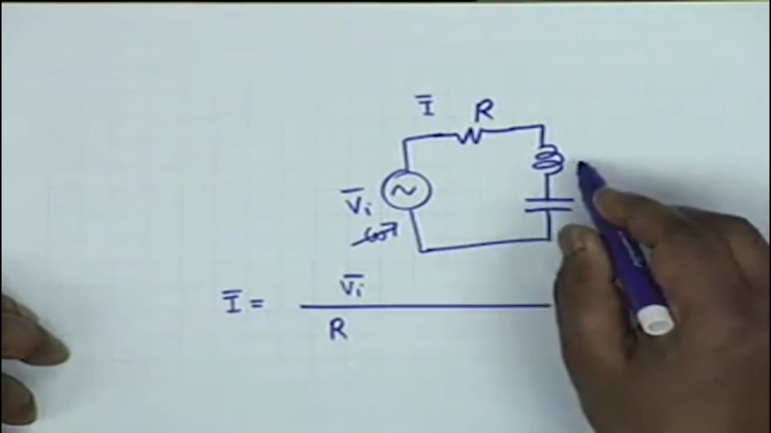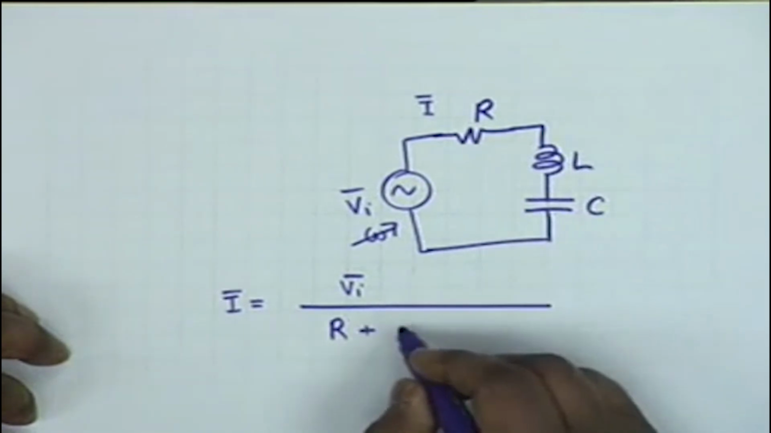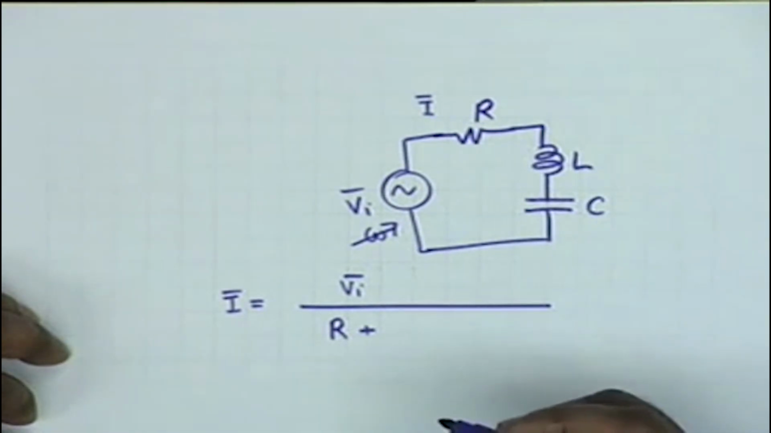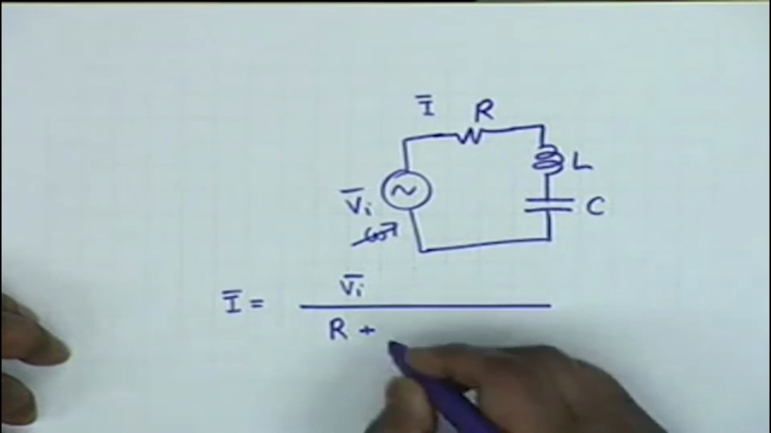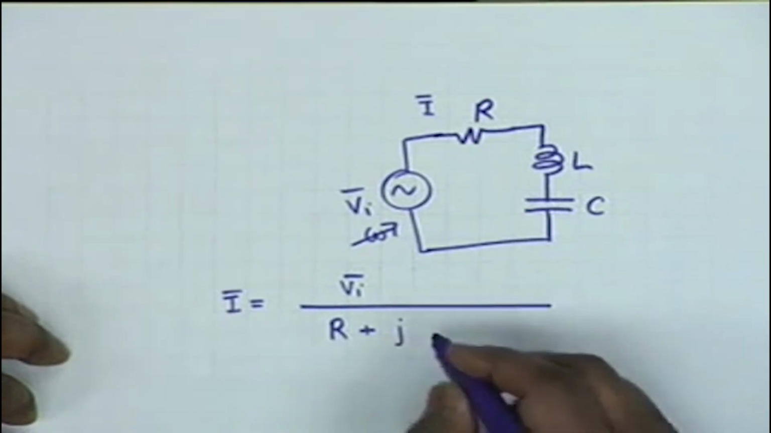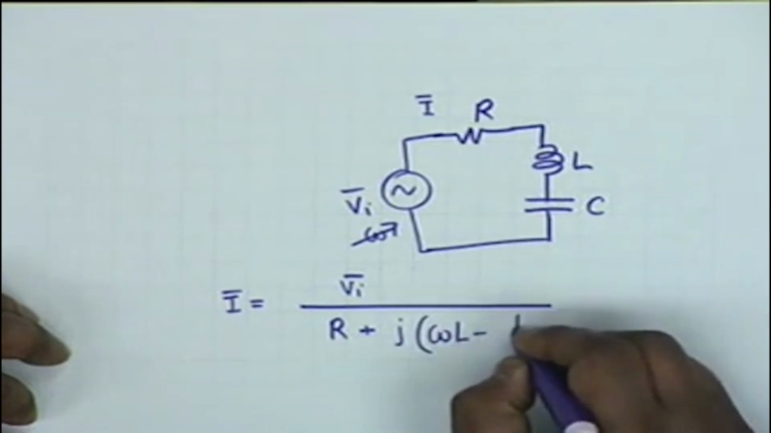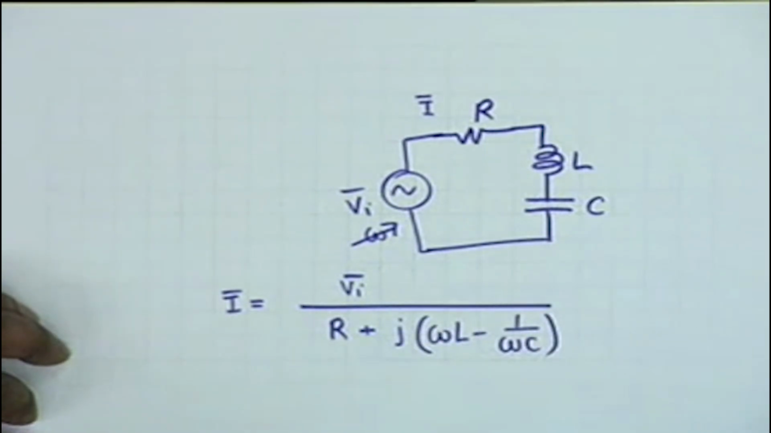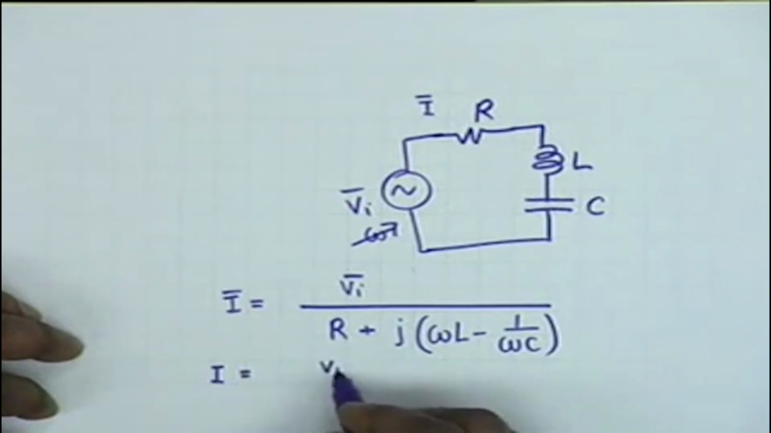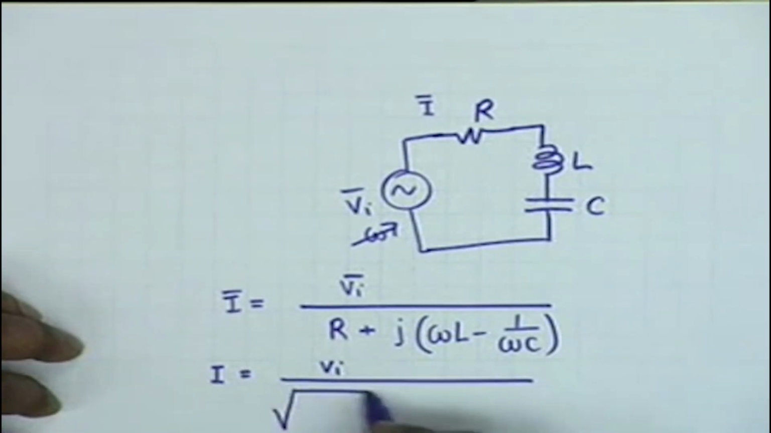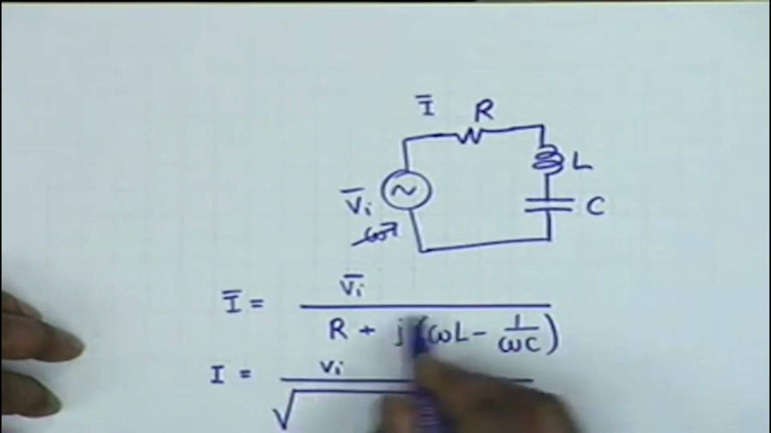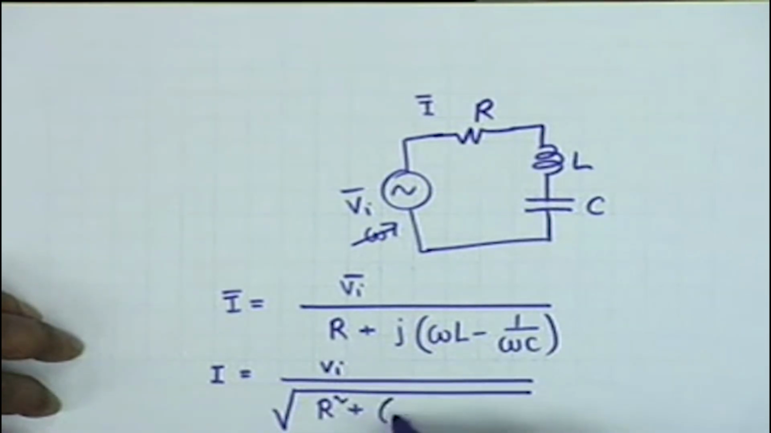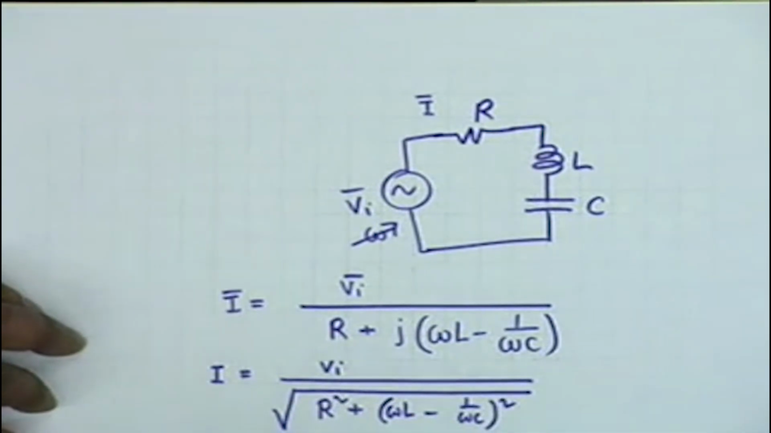Then you know the current phasor is the voltage phasor divided by the impedance, and the impedance for sinusoidal frequencies is R plus j omega L plus 1 over j omega C, which I can write as, if I skip one of the algebraic steps, R plus j times (omega L minus 1 by omega C). And you see that the magnitude of the current phasor I shall be given by the magnitude of the voltage phasor Vi divided by the magnitude of the impedance, which is the square root of R squared plus (omega L minus 1 by omega C) whole squared.